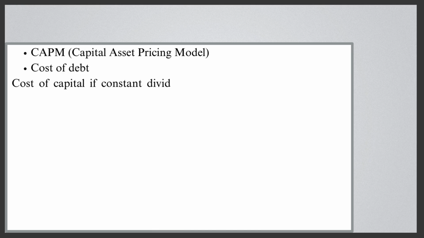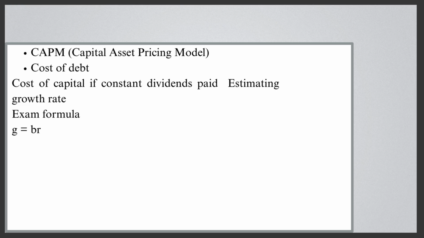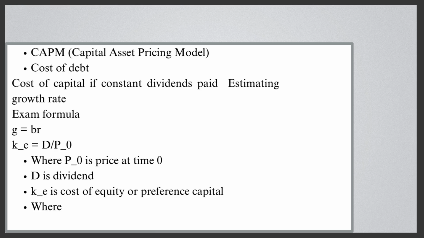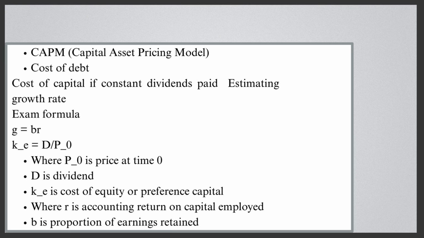CAPM, Capital Asset Pricing Model, Cost of Debt. Cost of capital if constant dividends paid. Estimating growth rate. Exam formula: g = bR, K_E = D/P_0, where P_0 is price at time 0, D is dividend, K_E is cost of equity or preference capital, R is accounting return on capital employed, and b is proportion of earnings retained.